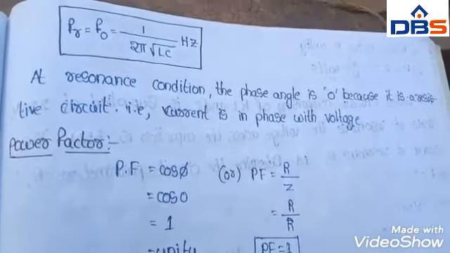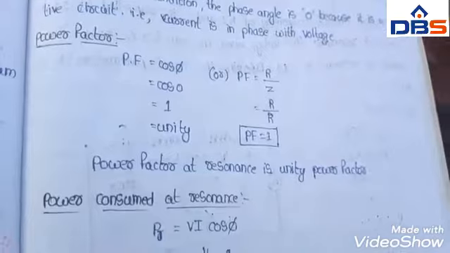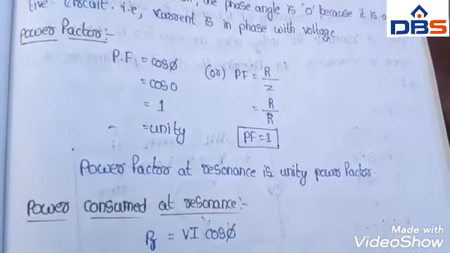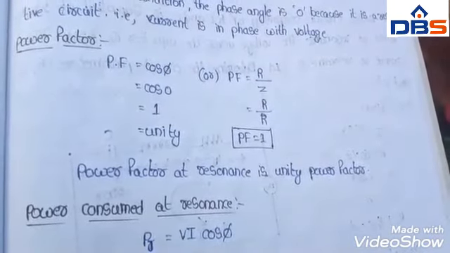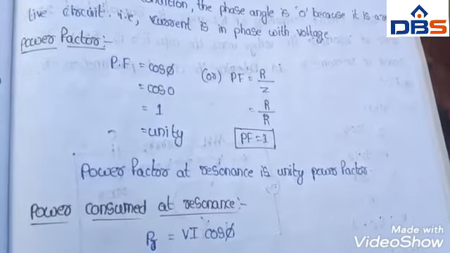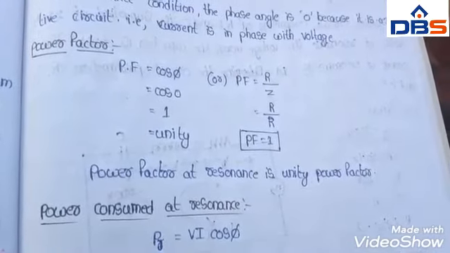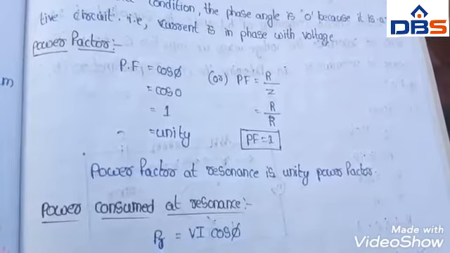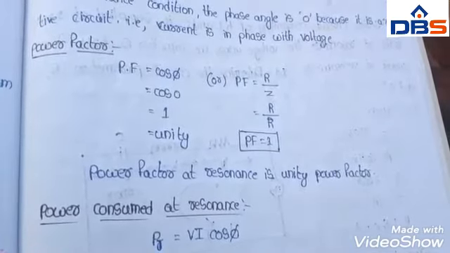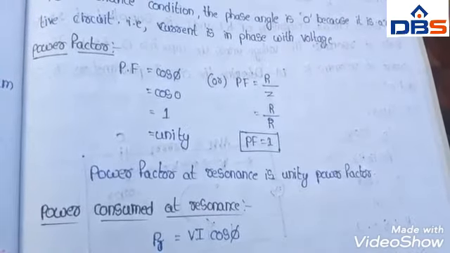Right, coming to the power factor of the series RLC circuit. Power factor is nothing but the cosine of the angle between voltage and current. In the series RLC circuit at resonance, the phase angle between the voltage and current is 0. So that's why cos 0 is 1. So power factor at resonance is unity.